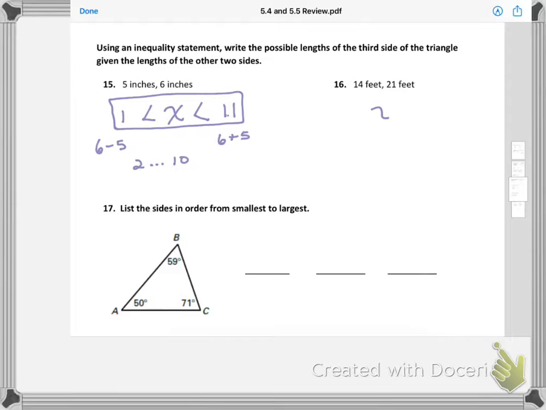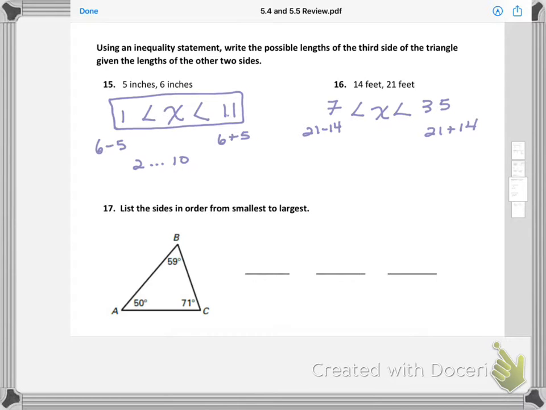So now you should have a hang of it. X has to be less than the sum of 14 and 21, which is what, 35? And it has to be greater than the difference, and that's 7. So again, I said 21 plus 14 to get the sum, and I said 21 minus 14 to get the difference. You will always have positive numbers both places.